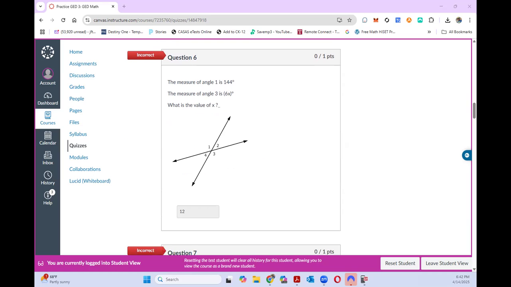And this one, I don't even know where you got 12 from. So first of all, if they're giving you a variable, you need to solve for it, right?